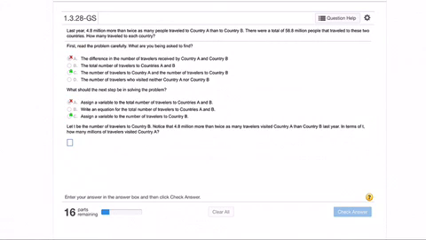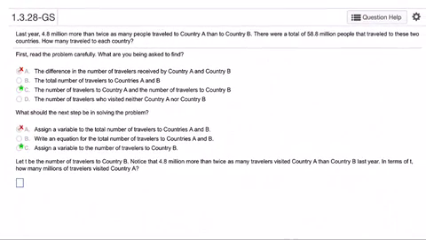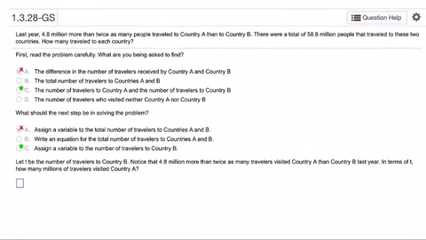All right. So this question comes from section 1.3, question 28. It says, let's look at it. Last year, 4.8 million more than twice as many people traveled to country A than to country B. There were a total of 58.8 million people that traveled to these two countries. How many traveled to each country?